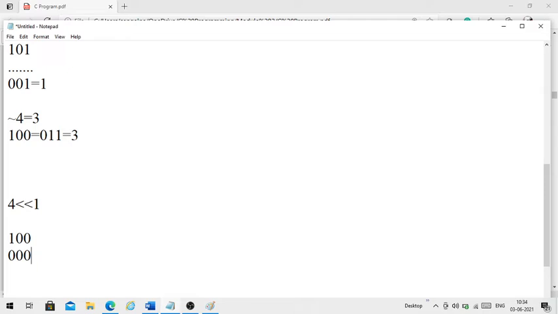I will show you one more example. Here I am using only 3 bits. Suppose I am using 4 bits. What will be the result? I can add 4 bits. This is also 4.